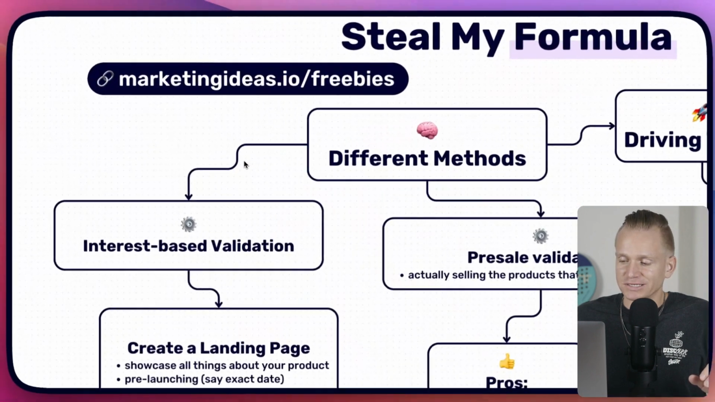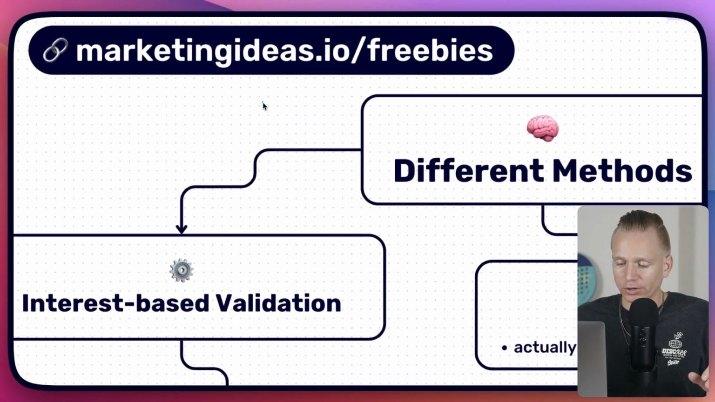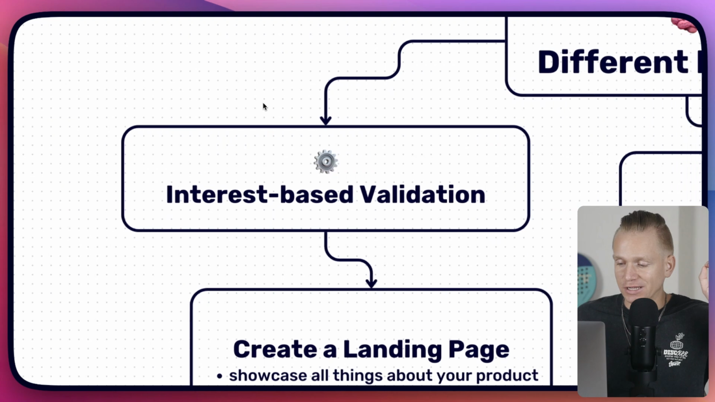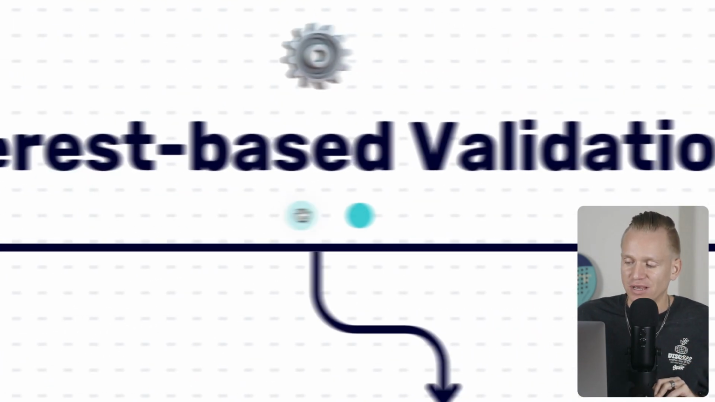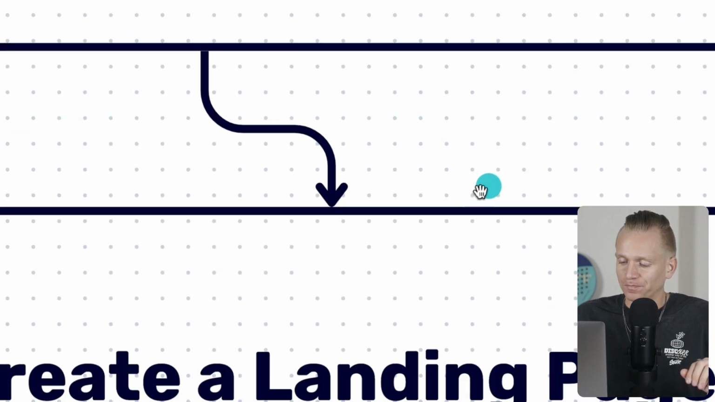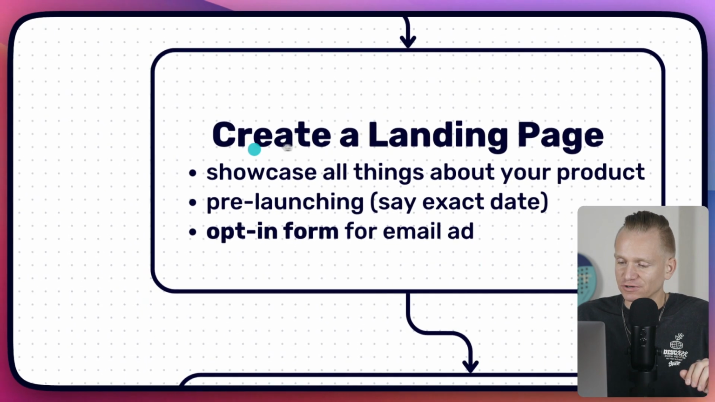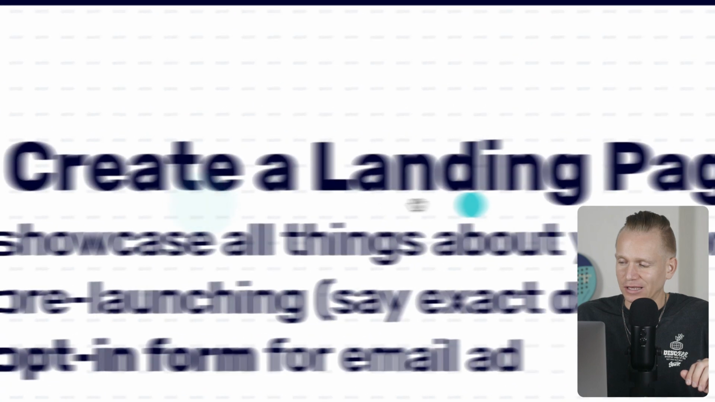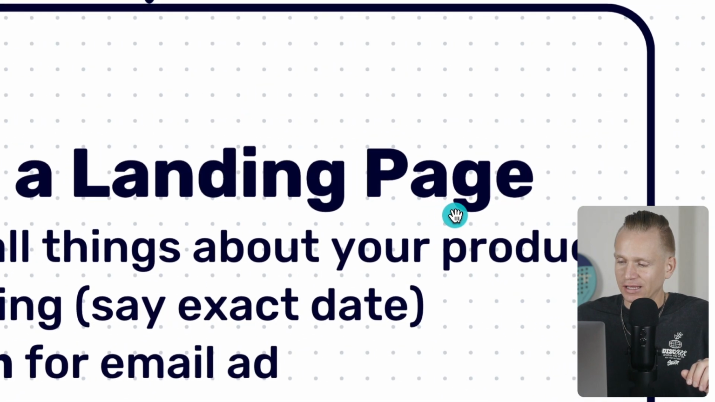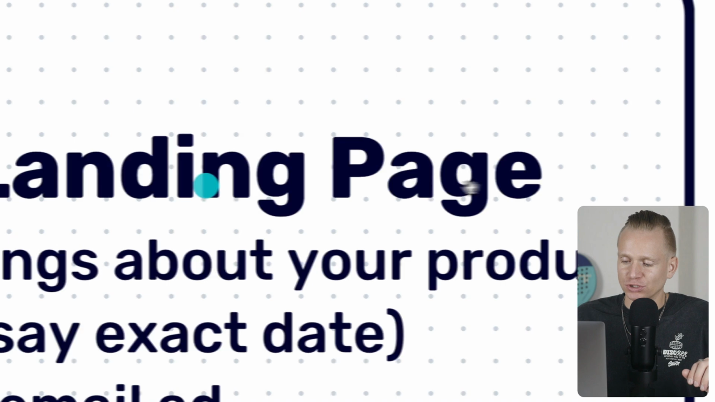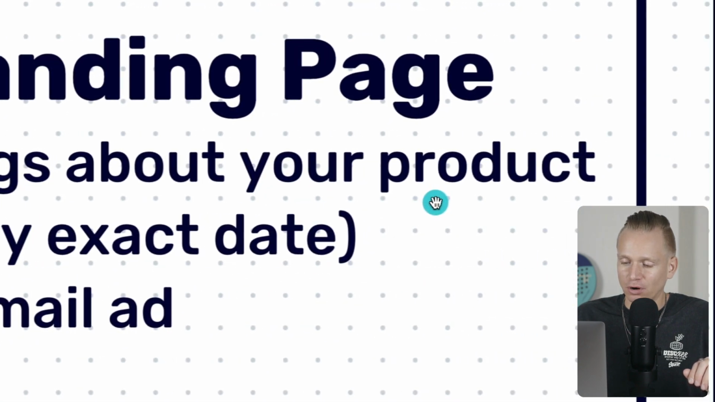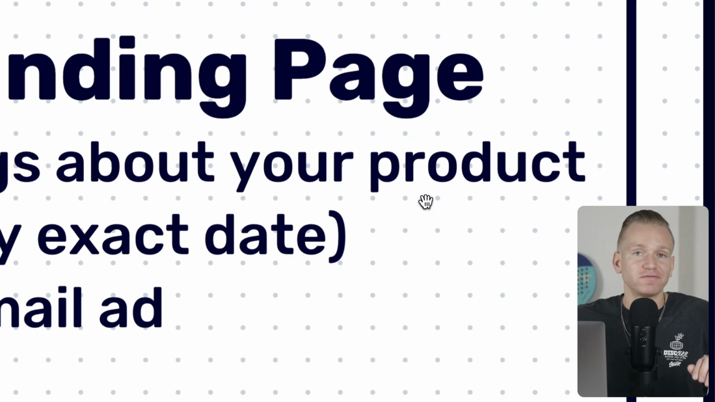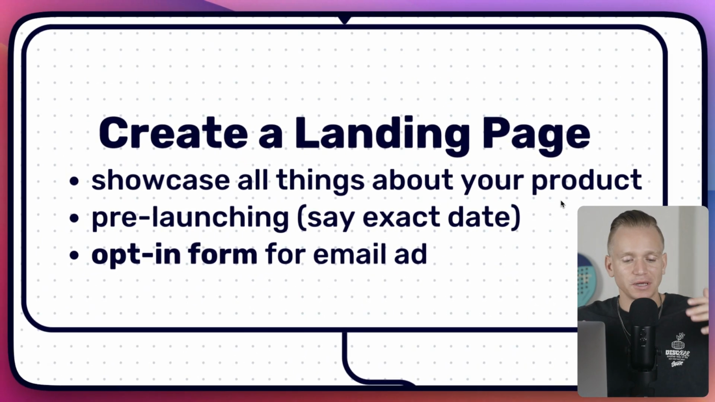So this is my exact system how to validate digital products before even creating them. First of all, we have what I call the interest-based validation. So how this works is, first of all, we create a landing page, and in this page, basically all that we want to do is just showcase all the things about our product, and I have other videos explaining how you want to show the benefits and all of that.